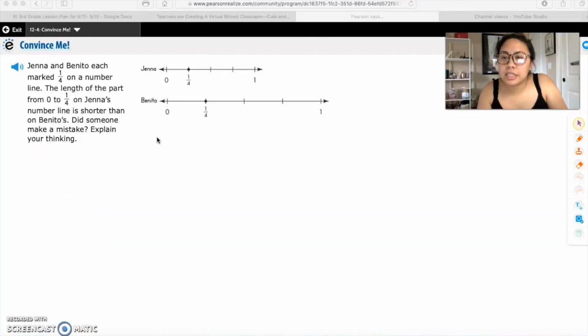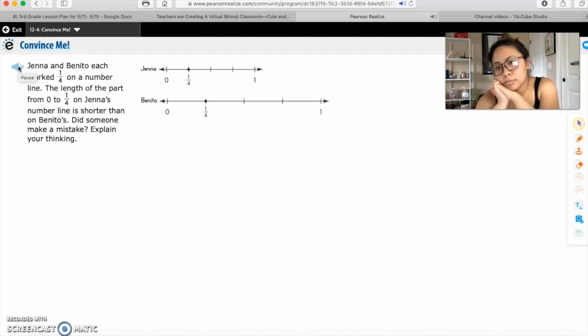Okay, moving on to your Convince Me. Jenna and Benito each marked 1/4 on a number line. The length of the part from 0 to 1/4 on Jenna's number line is shorter than on Benito's. Did someone make a mistake? Explain your thinking.